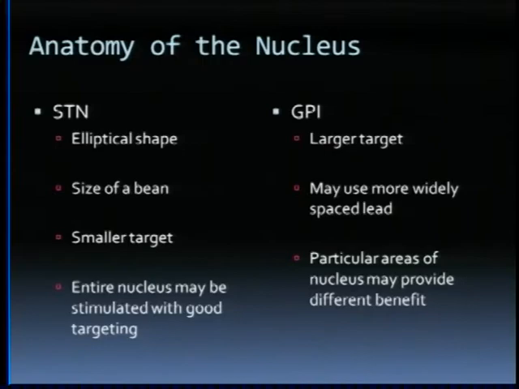In the GPI, we elect to use a more widely spaced lead, where the electrodes are further out from one another, so that we can span a larger area, with it being a larger nucleus, a larger target in the brain.